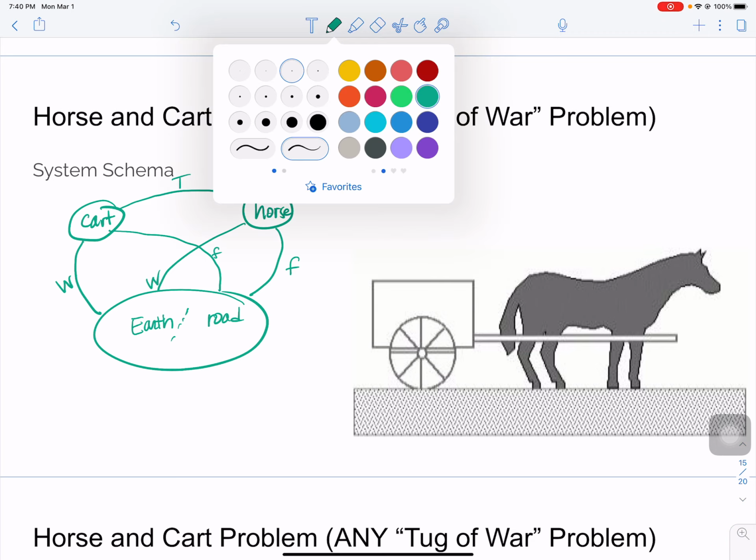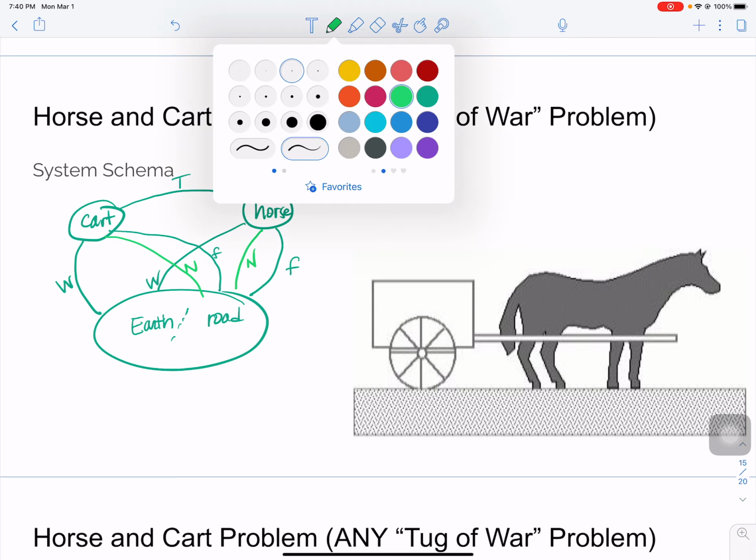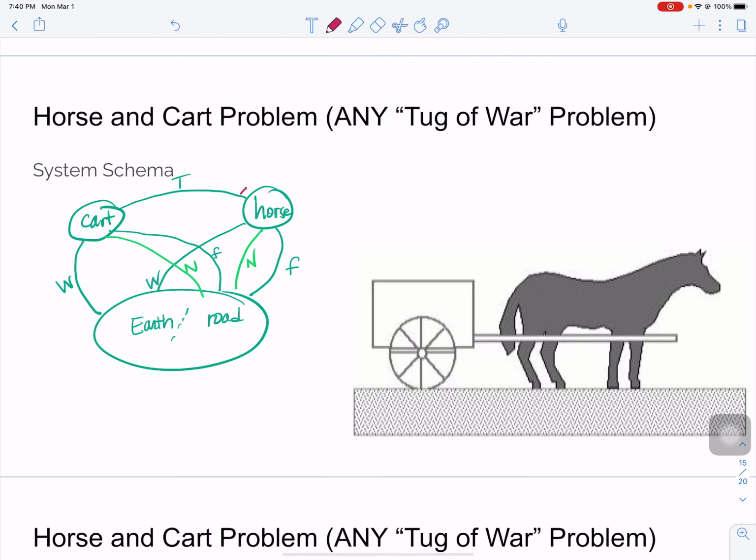I'm going to change colors just to distinguish. Between the horse and the road, we have normal force, and between the cart and the road, we have normal force. So that should help you. Just one more thing: if we do our boundaries, we can see that the horse has 4 interactions. So I'm going to have 4 forces on the free body diagram. Same thing with the cart: 4 interactions, so 4 forces on the free body diagram.